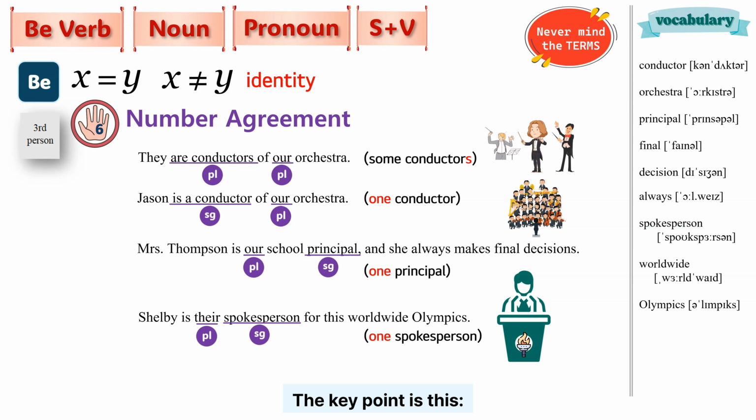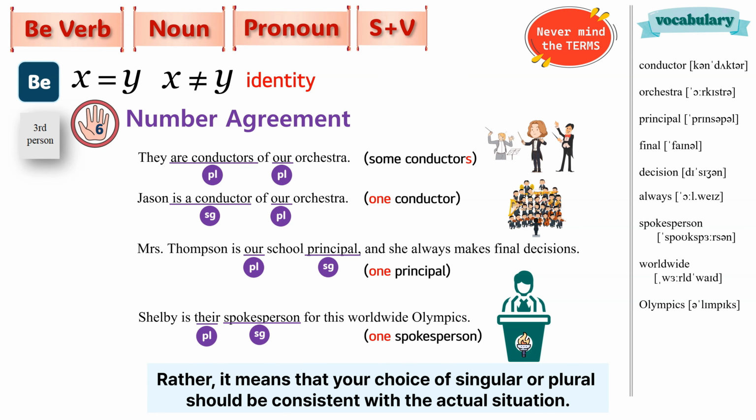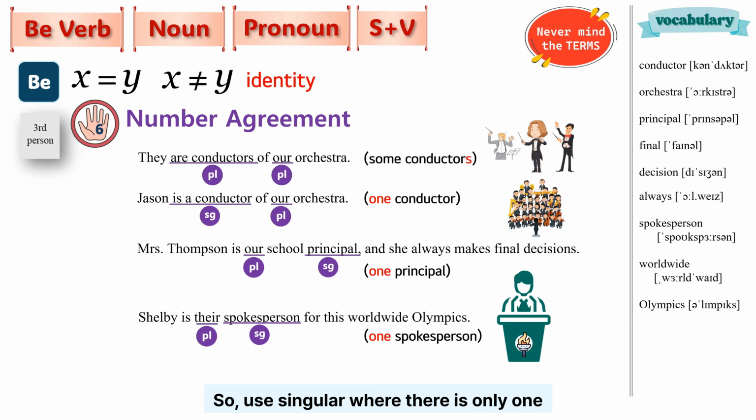The key point is this. Number agreement does not mean that if one word is singular, every following noun must be singular, or if a word is plural, everything else must be plural. Rather, it means that your choice of singular or plural should be consistent with the actual situation. So use singular where there is only one, and plural where there are many. Agreement is about reflecting reality in your grammar.